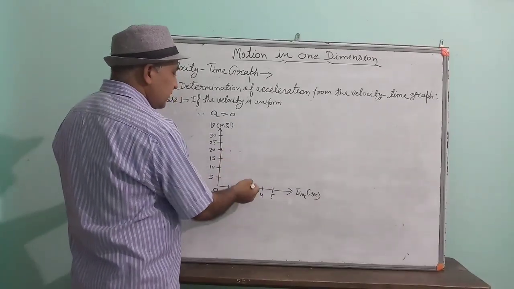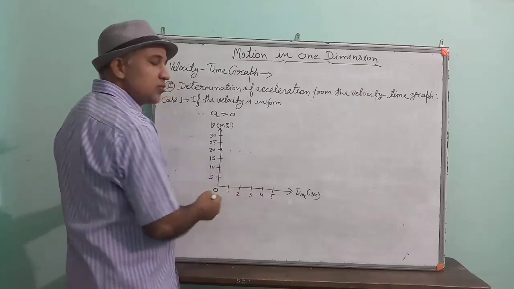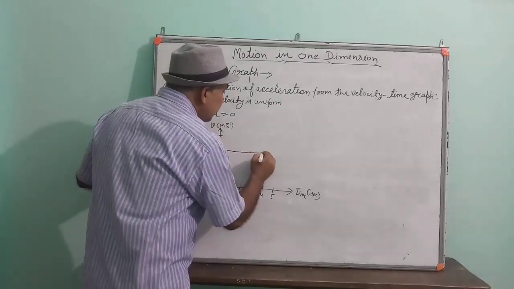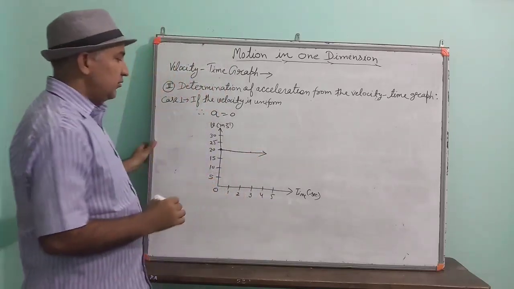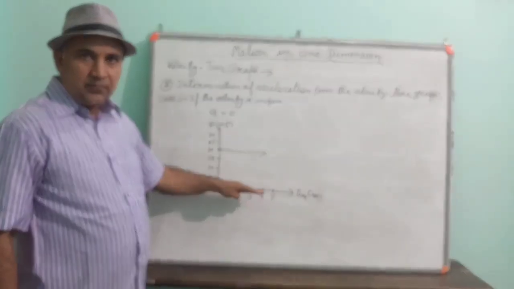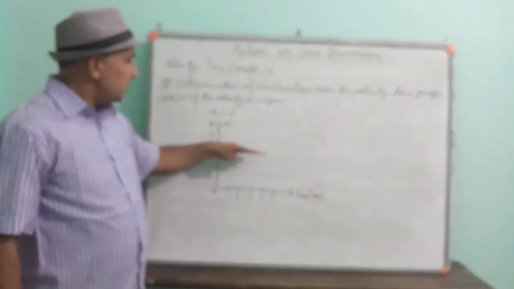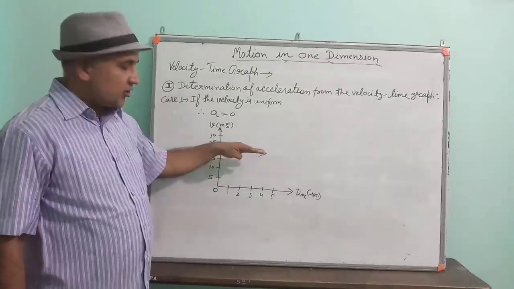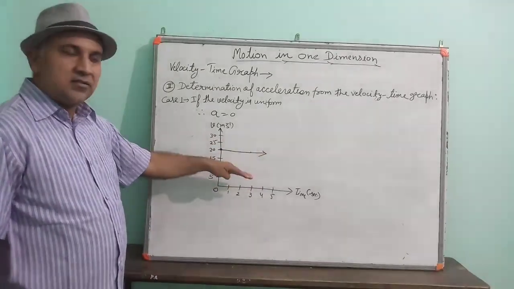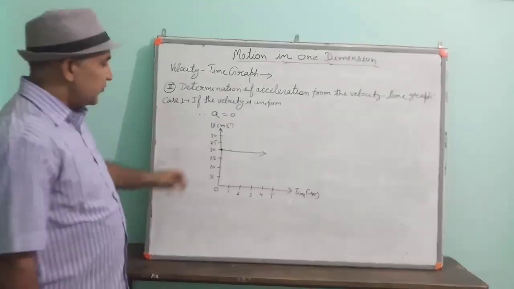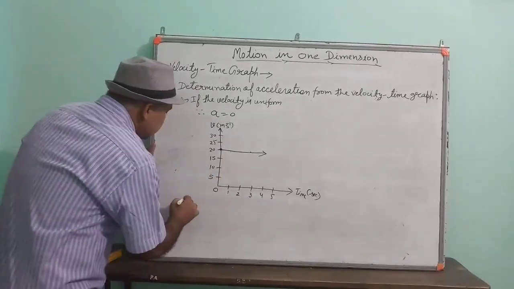After 2 seconds also it will be the same. After 3 seconds also it will be the same. That means if we plot the graph, we will find a straight line, a line which is parallel to the x-axis. This line will show the acceleration, which is parallel to the x-axis, and that is why it is 0. Acceleration is 0. Now what will be the displacement?